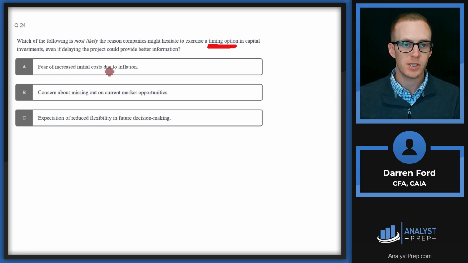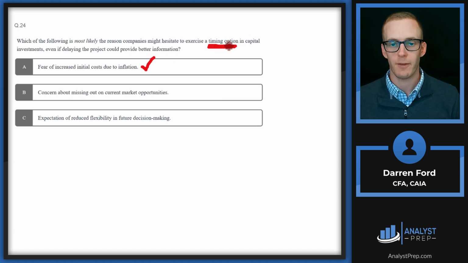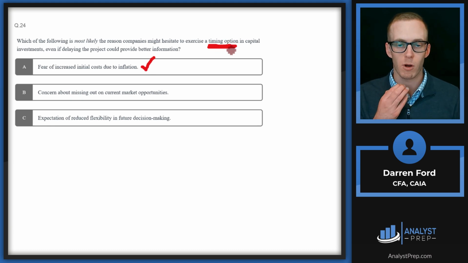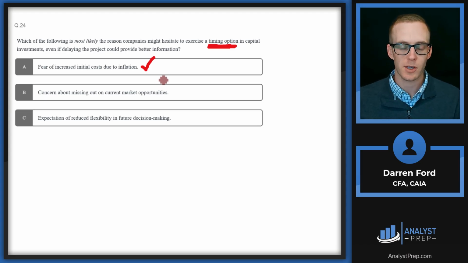A, fear of increased initial cost due to inflation. This could certainly be a fear or a reason to go forward with the project now. If you think that some commodity or input for your project is going to require a much higher cost or have a bunch of inflation in 6 months or a year, maybe you just go ahead and do it now. Even if it's a little more uncertain, the cost is going to be lower, which might make your investment more attractive.